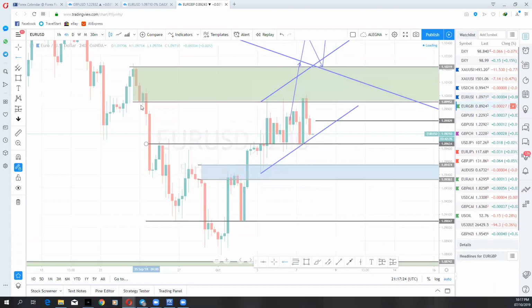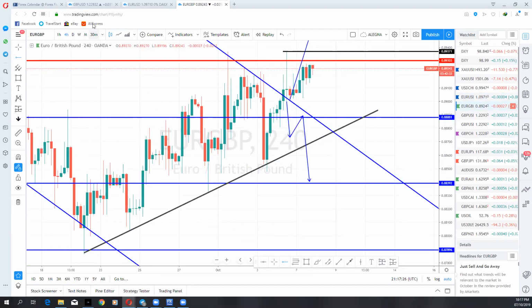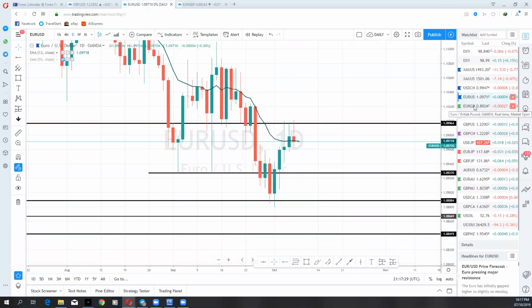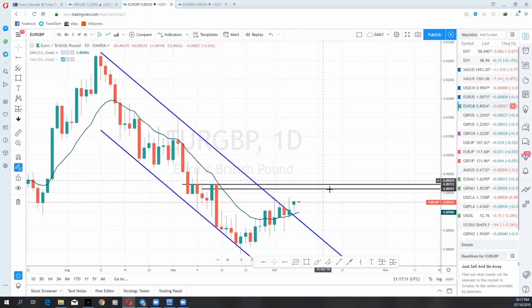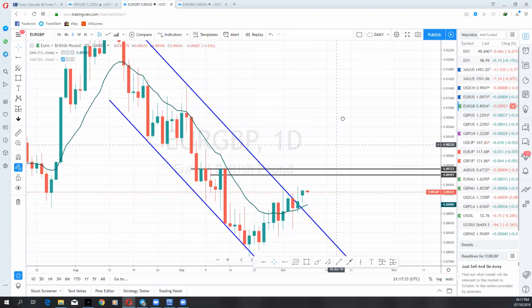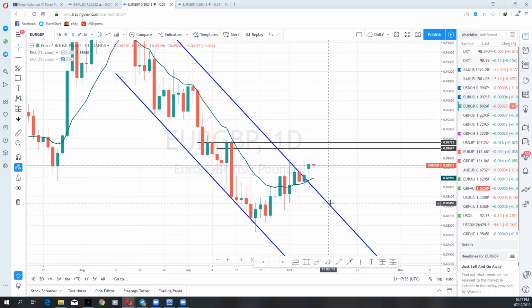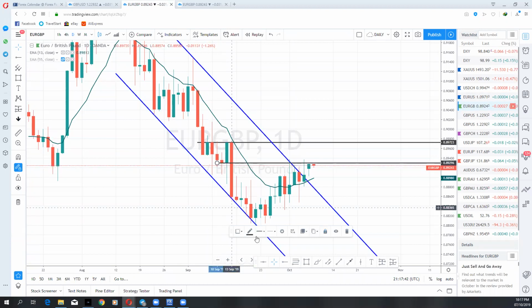So the next pair we're going to look at is the Euro GBP. Let's see how it's looking on the daily. Well, this pair can be cunning. It can be pretty cunning. I'm picking up something here. That's my concern with this pair. That's why it's been having a bit of a challenge. I'm picking up something here.